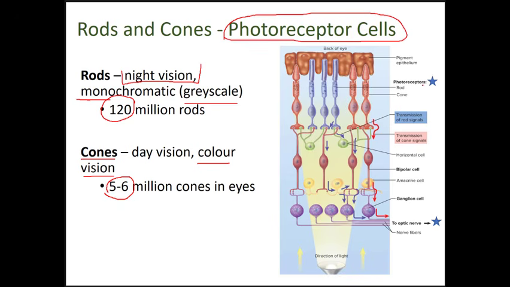And you can see what they look like in this image here, these photoreceptor cells. We have the rods that actually take on a rod-like shape, and then cones that take on a cone-like shape, hence the name that they were given.